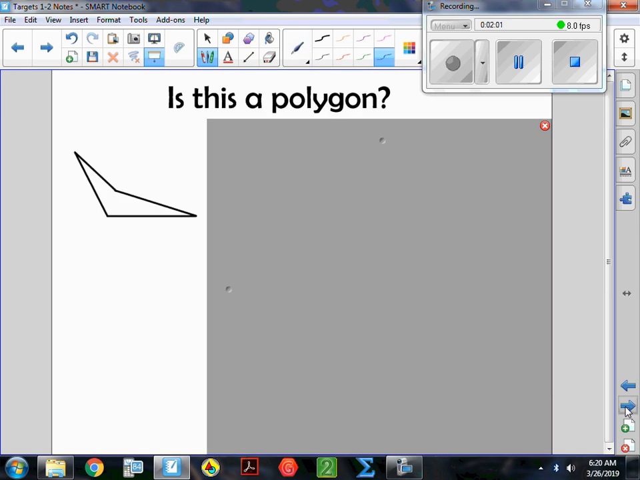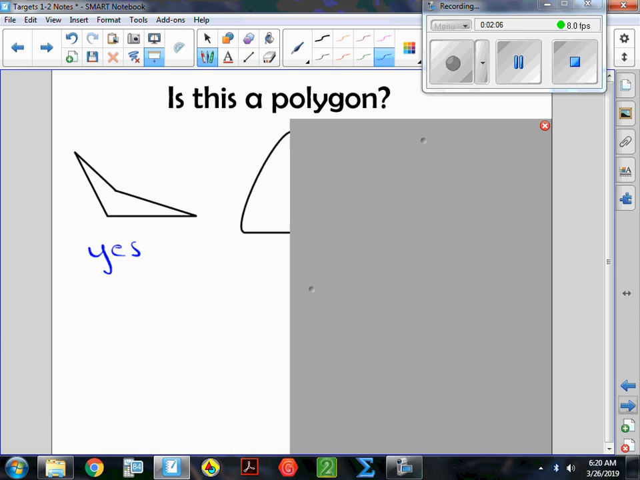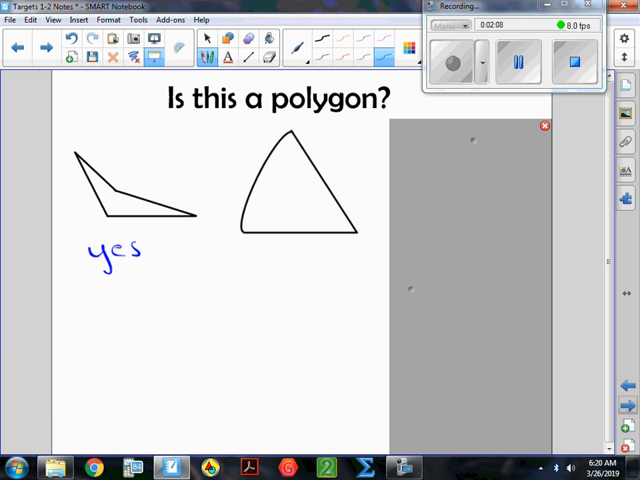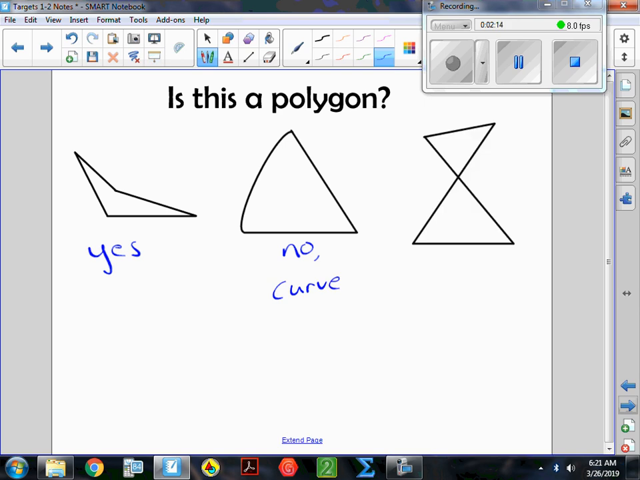So is this a polygon? Yes, it actually looks a lot like the V that I drew. No problems there. Is this a polygon? No, it has a curve to it. Is this a polygon? No, it has an overlap where it intersects but not at the endpoints of the segments.